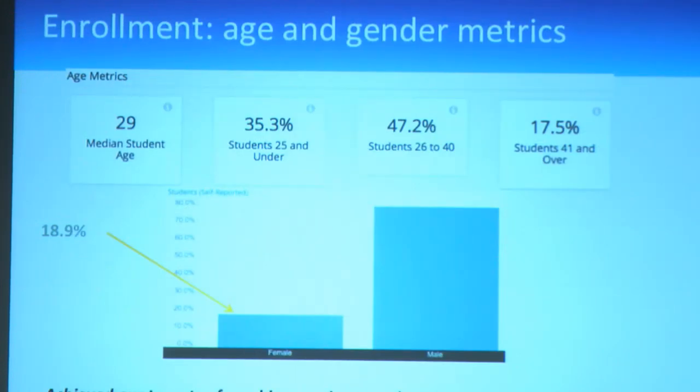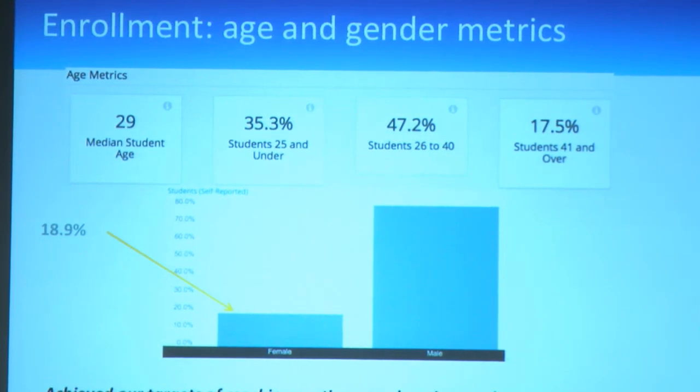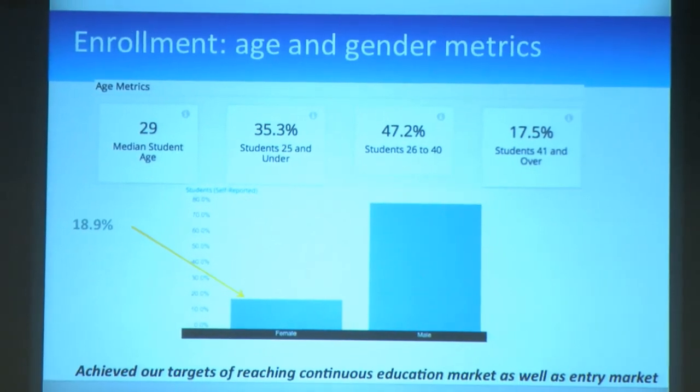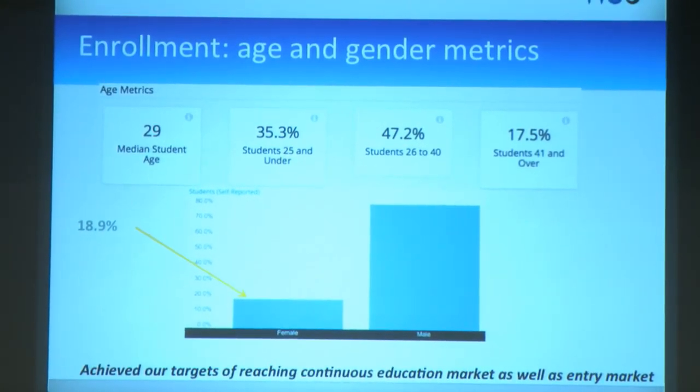Here are some interesting metrics. We had what we considered to be probably the continuing education group, more so is the 26 and up. And so about 65% were 26 and up, so we got a pretty good range in terms of the age demographics, also a respectable number of entry, with a median age of 29.